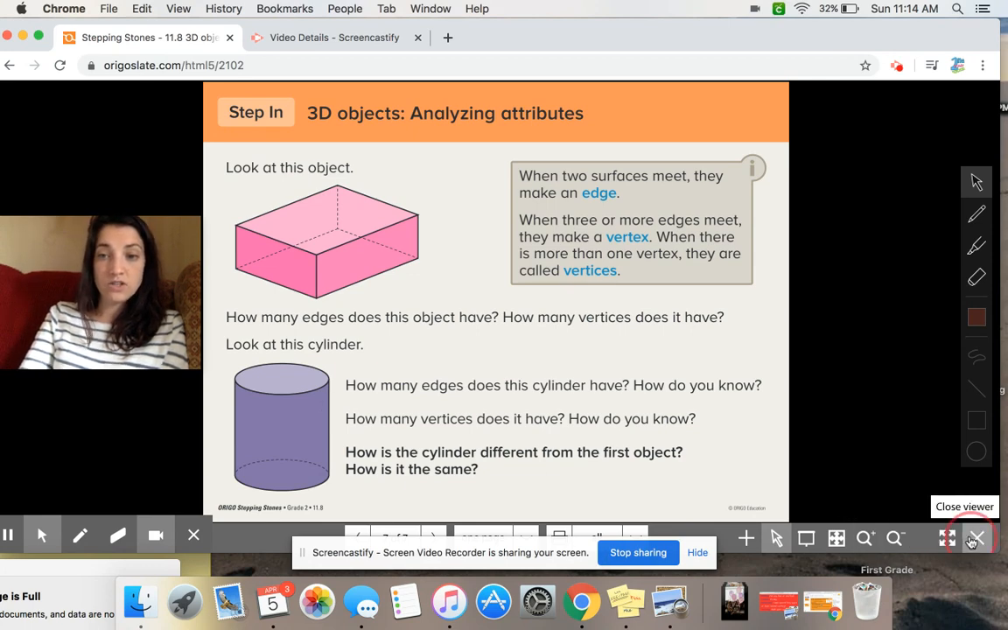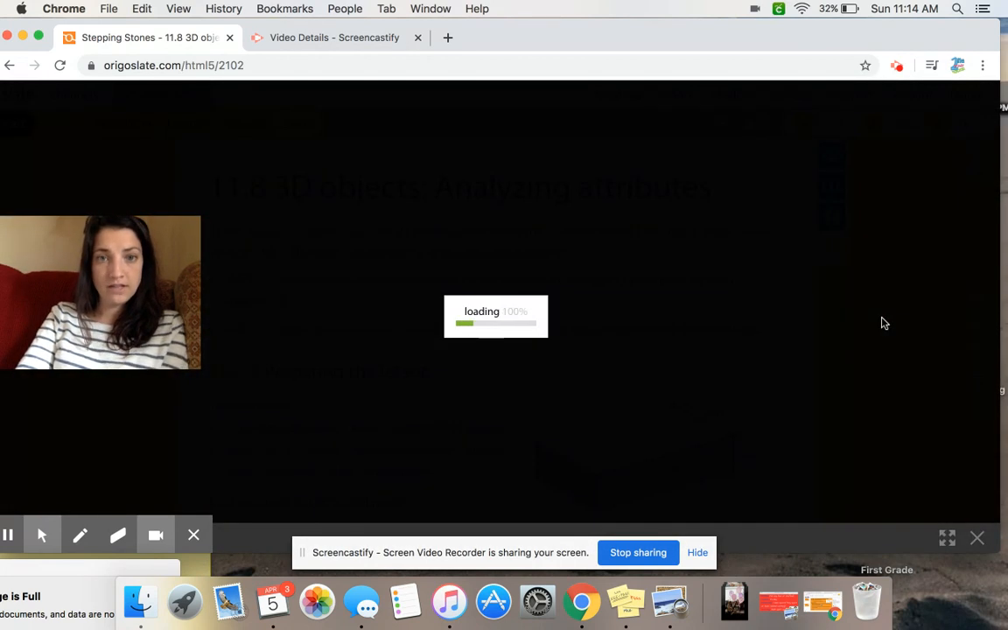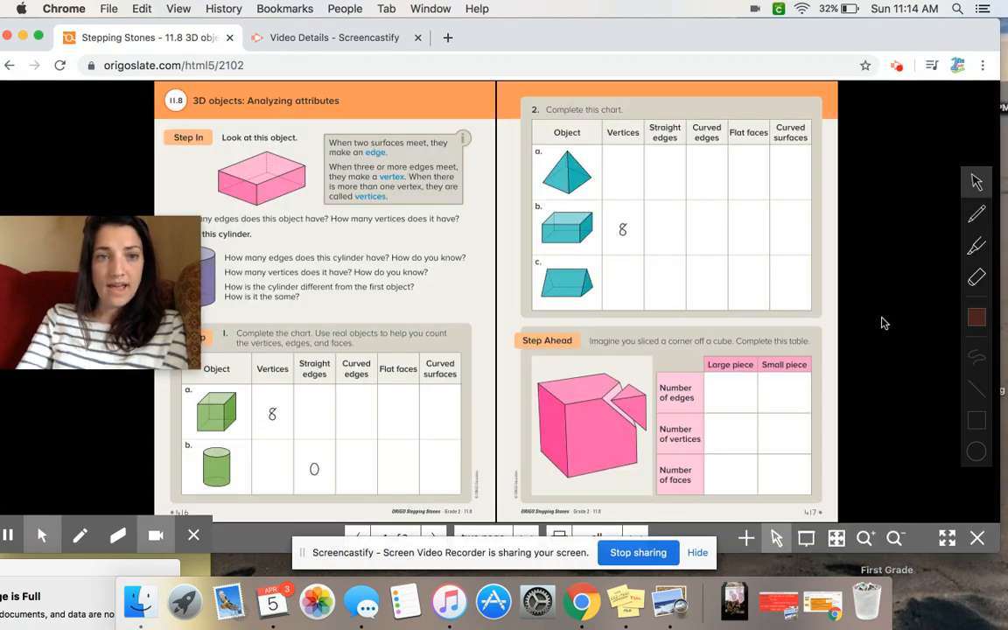Today, my friends, you are going to be working on this workbook page, and it wants you to complete the chart. Use real objects to help you count the vertices, edges, and faces. Unfortunately, we're not in school, so we don't have those real objects with us, but you can do your best to try and figure it out by looking at the object. So when we look here, this cube, they want to know how many vertices they have. So let's count. 1, 2, 3, 4, 5, 6, 7, 8.